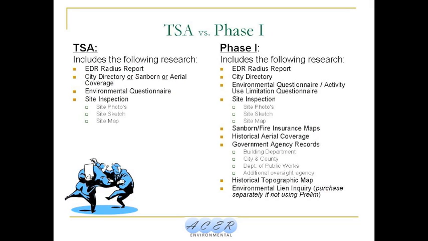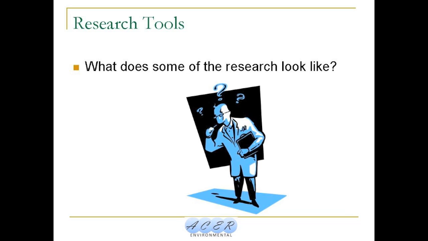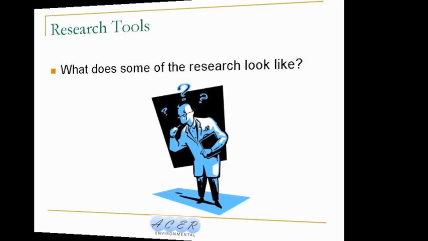Because of the additional research that is completed in a Phase 1, it is the only form of due diligence that provides an owner the liability protection if an environmental issue is found in the future. Let's take a quick look at some of the research found in an environmental report.